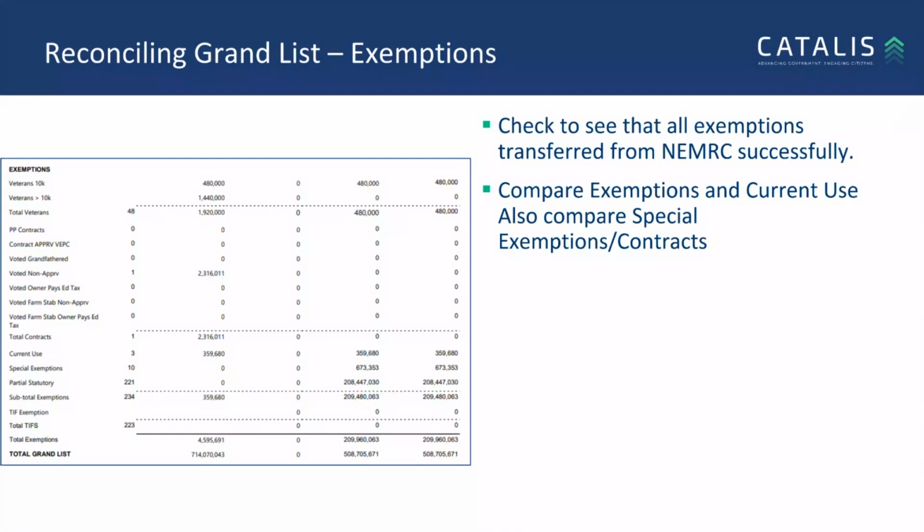The next thing you want to do is check to see that all of your exemptions have transferred successfully from NEMRC. So we'll start here on the 411. So next section down, the exemptions. Just take a look at that and compare it to what you see on your 411 from NEMRC. So this should line up. Each of these categories, all the groupings are all the same as they have been.